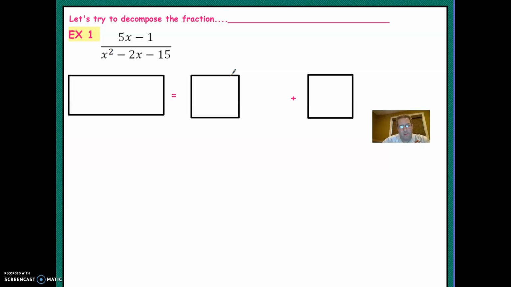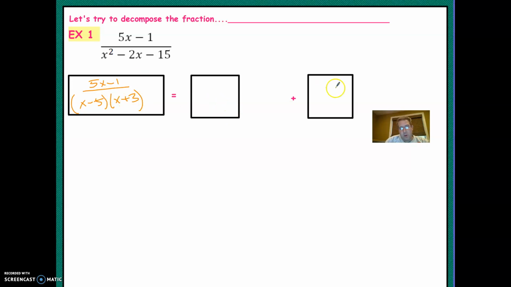So basically we're doing everything backwards. Factoring is kind of like the opposite of the distributive property. So if you factor out the GCF, now you have what you would have had at the beginning of a distributive property problem. All right, so we have 5x minus 1 over, this is factorable, so this is x minus 5 times x plus 3.